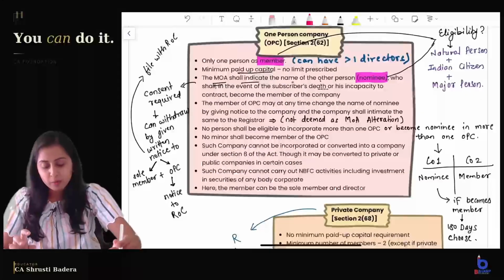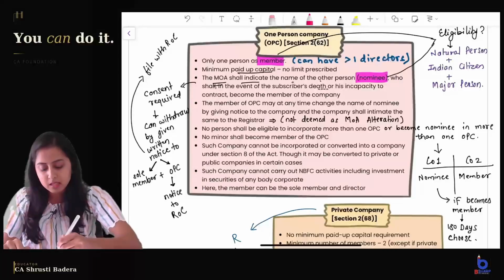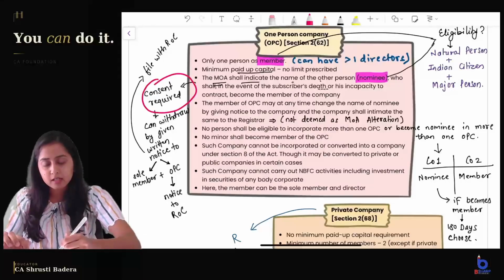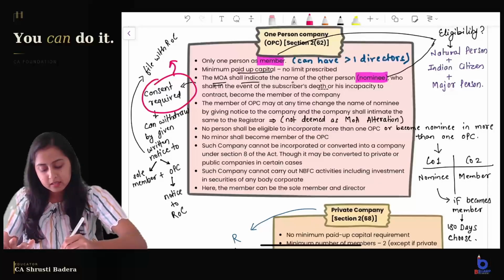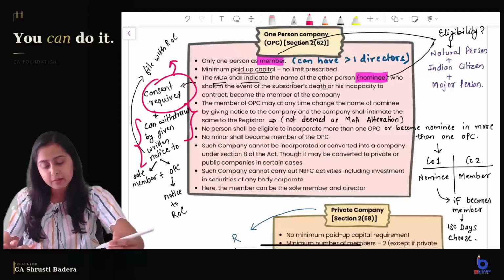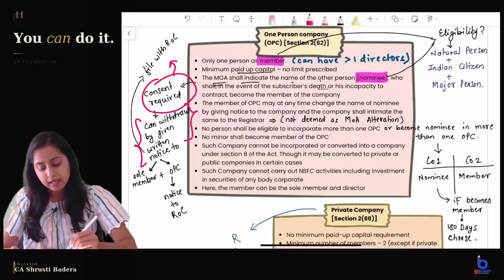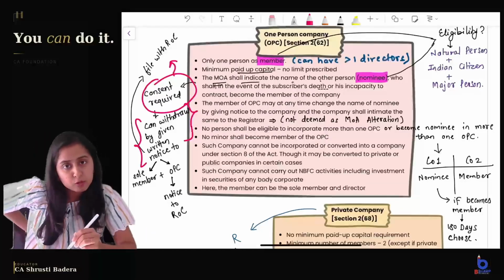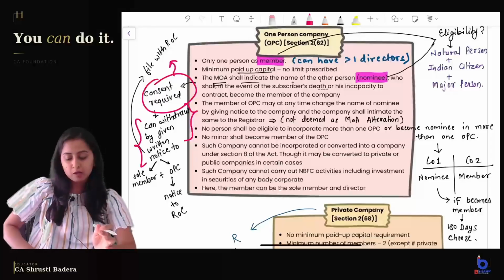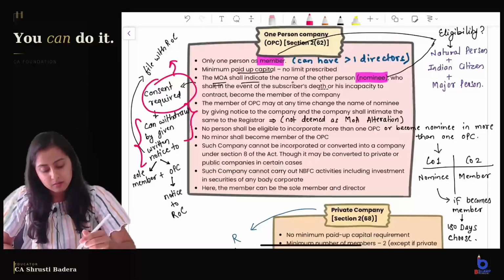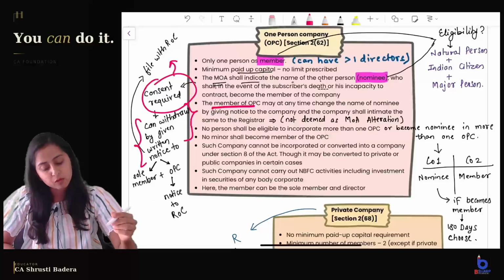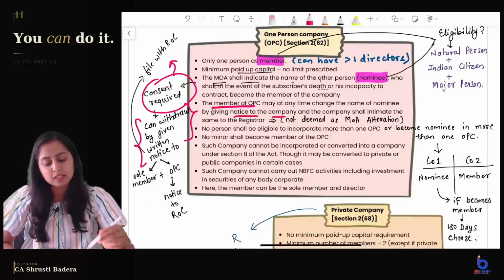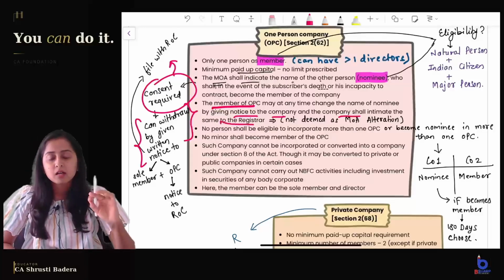But for becoming a nominee, when the registration of the company is done, the written consent of the nominee is required, which has to be filed with the ROC, and this consent can be withdrawn by the nominee anytime. He will have to give a written notice to the sole member and to the OPC, and then the OPC will inform the ROC. Can the member of the OPC remove the nominee or change the name of the nominee? Yes, he has to give notice to the OPC, and the OPC will intimate the ROC.